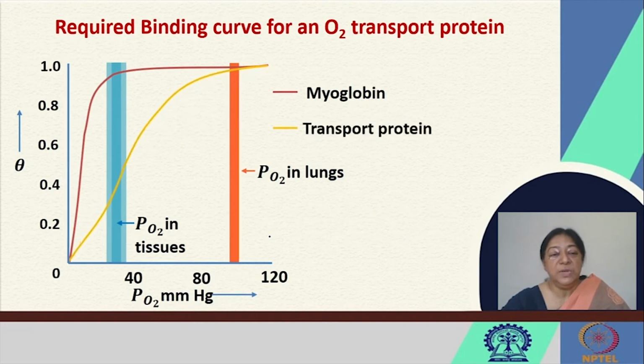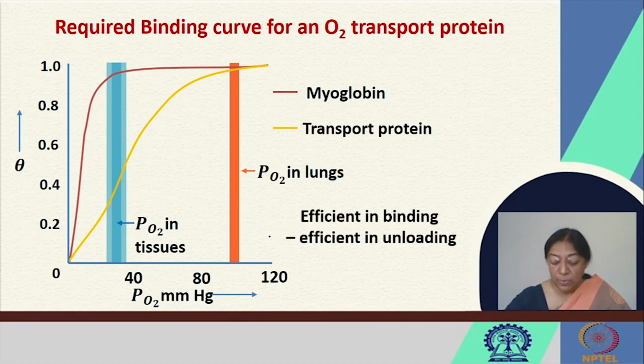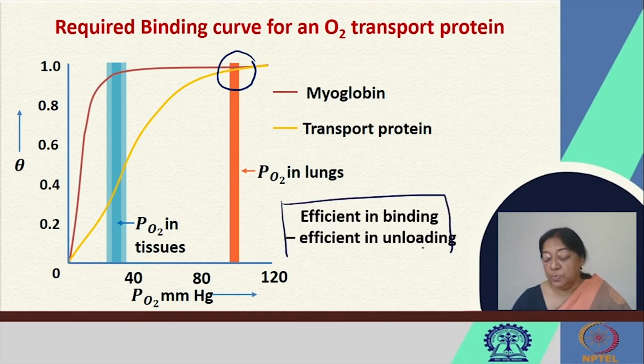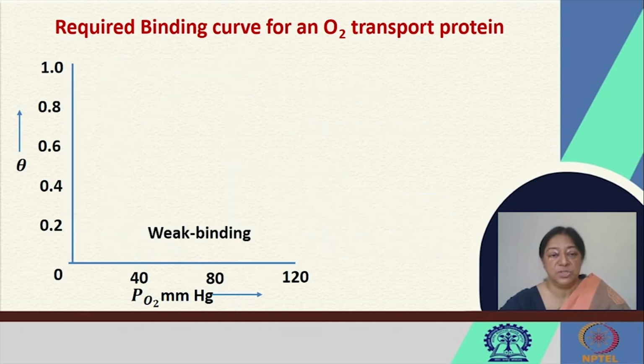So what we need is a proper transport protein that would be efficient in binding and also efficient in unloading the oxygen. This is the case where we have an efficiency in binding, indicating where the partial pressure of oxygen is high, it would have a high affinity for it. But when the partial pressure is low, it would be efficient in unloading as well. So this would be our ideal transport protein, and for a storage protein, we would want to bind it efficiently, faster, and at a lower concentration of oxygen.